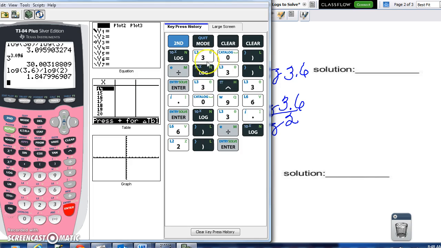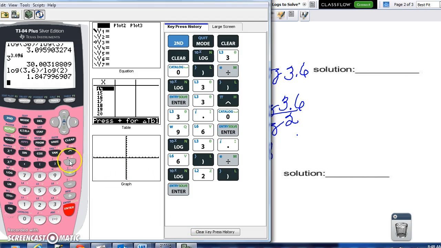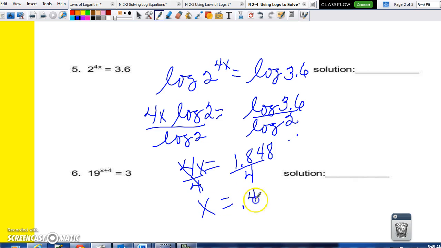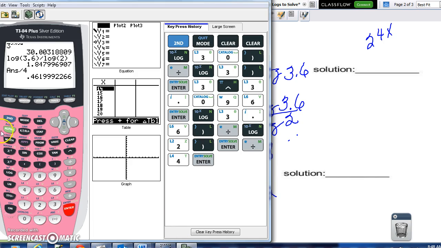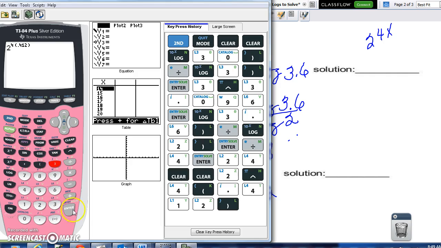That gives me 1.848. So now I still got to divide by 4. And I get x equals 0.412. So in this case, x equals 0.412. So let's test that out. Because my equation is 2 to the 4x. So I'm going to go over here and type 2 to the power of 4 times my x, which is 0.412. And if this is correct, what am I supposed to get? 3.6.